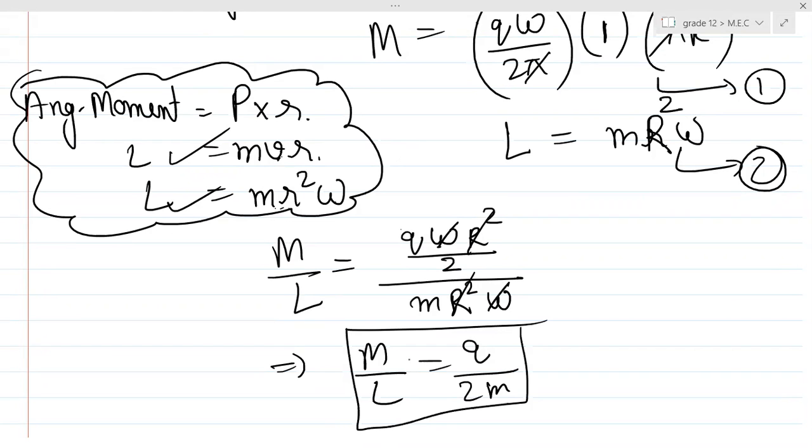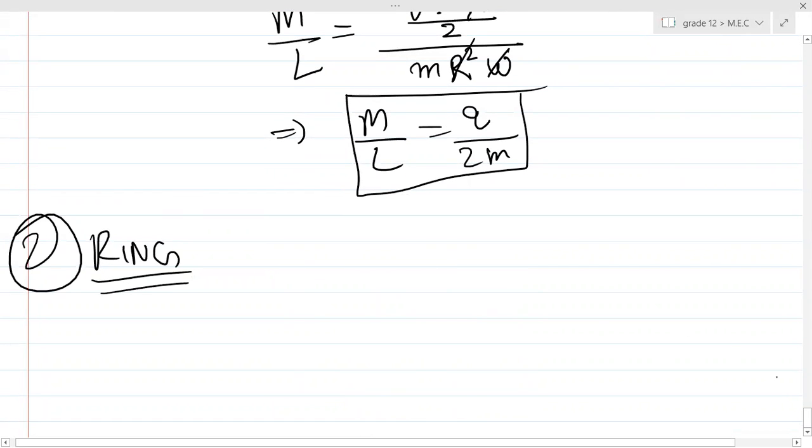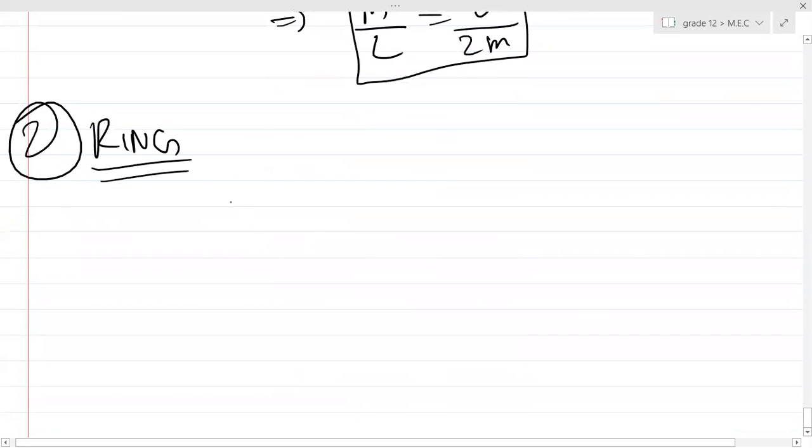The same thing. Clear? Is this clear, guys? Point charge. Yes, sir. Acha, for a ring, will it be the same? Yes, I think. For a ring, what will you do, guys? Who will tell me what you will do for a ring charge?